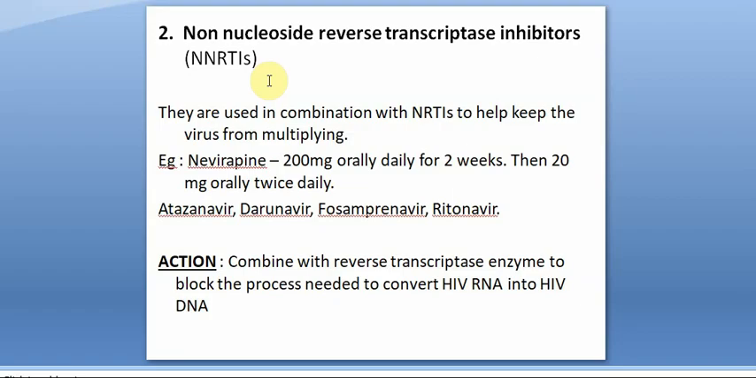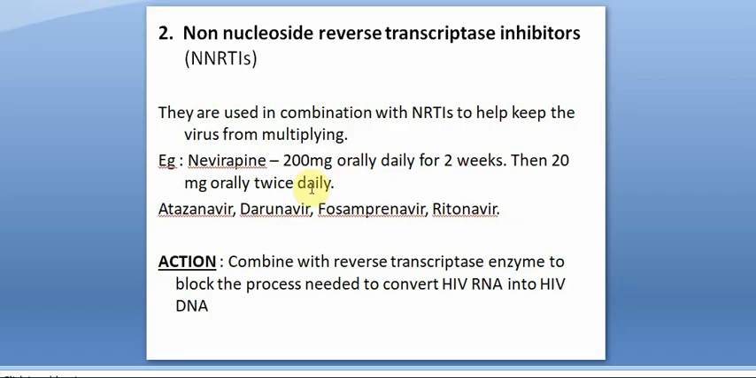Now the next one is non-nucleoside reverse transcriptase inhibitors. These drugs are usually given in combination with the first drug, that is nucleoside reverse transcriptase inhibitors. These two combinations of drugs are usually given. Examples of NNRTIs are nevirapine, then atazanavir, darunavir, then ritonavir. Then one more drug is there, fosamprenavir. So these are the drugs that are given here.